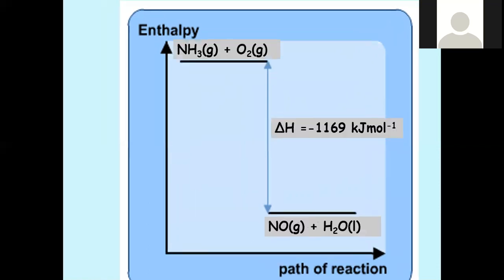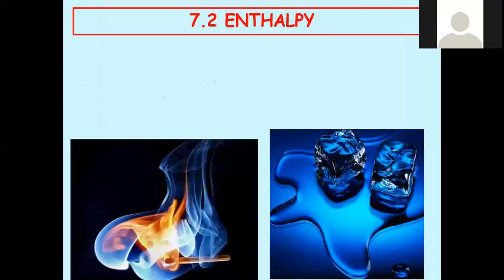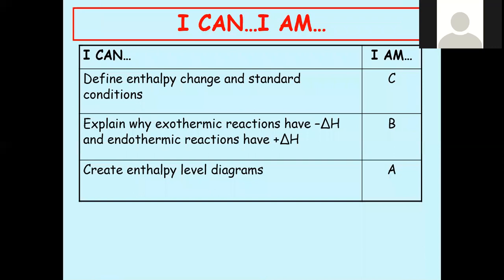So it would look exactly the same as the first one, just different products, different reactants, and then you would have your enthalpy change written on there. That is enthalpy. So that is where we're going to leave this.